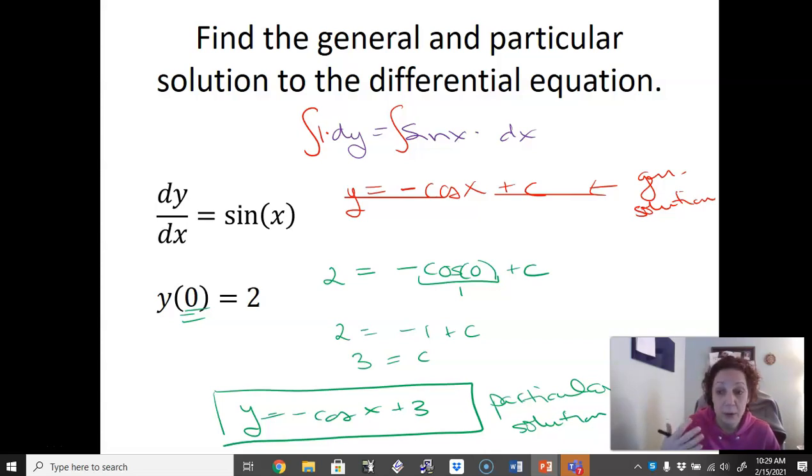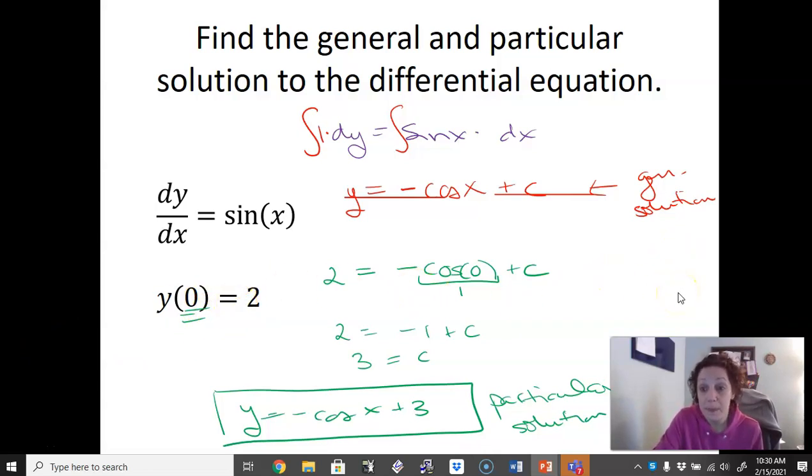So be careful. And don't just assume that if your x value is 0, that your y value is going to be 2. I know that might sound silly, but people do it all the time. So just keep that in mind. You have to make sure you plug in and get the actual c value. Don't just assume that what they gave you is your c value.